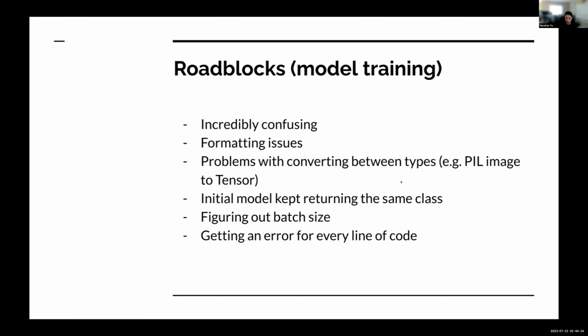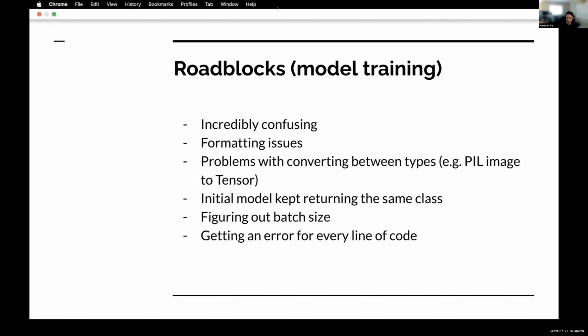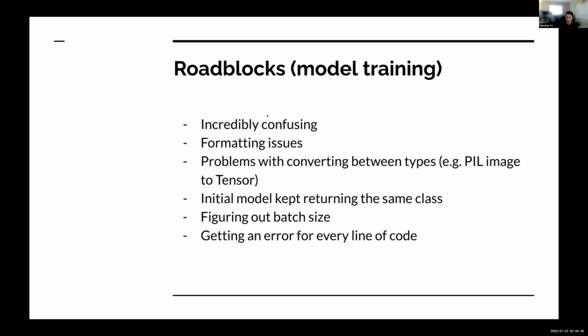Next slide. Then during the model training, it was also pretty confusing. We did it on Google Colab. We had formatting issues. We had problems converting the images properly. Initially our model kept predicting the same class for every single image, and it was really frustrating when it did that. And then also problems with figuring out the batch size and a lot of errors.